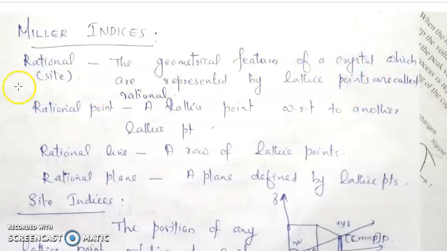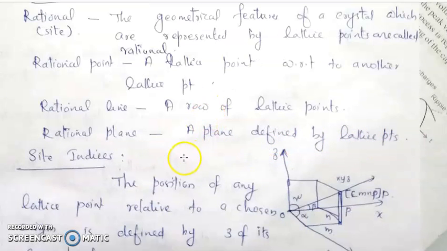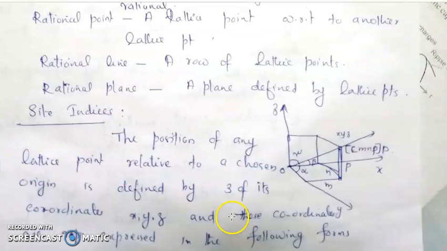That is also known as a rational or site. Then a rational point is a lattice point with respect to another lattice point. A rational line is a row of lattice points, and a rational plane is a plane defined by lattice points. Now we can use certain indices to represent this site.